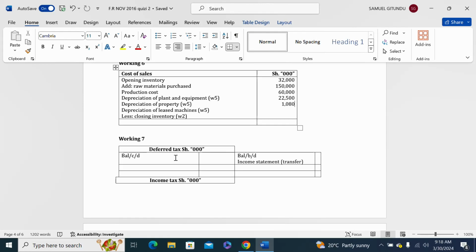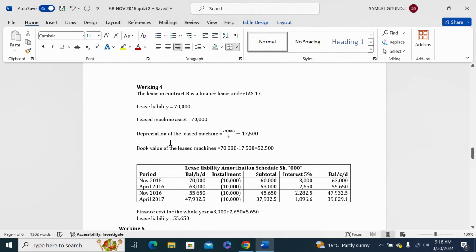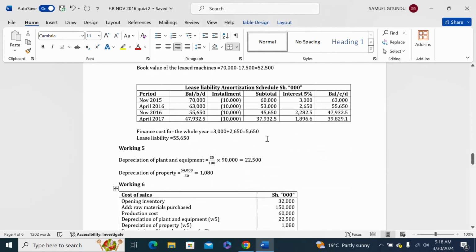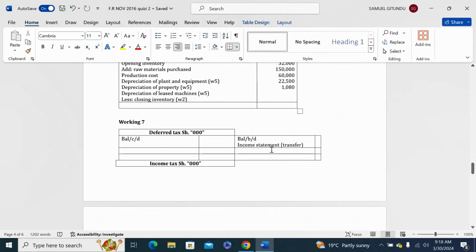Then we go to the depreciation of the leased machines. Depreciation of the leased machine is 17,500,000. Then we finally less the closing inventory.